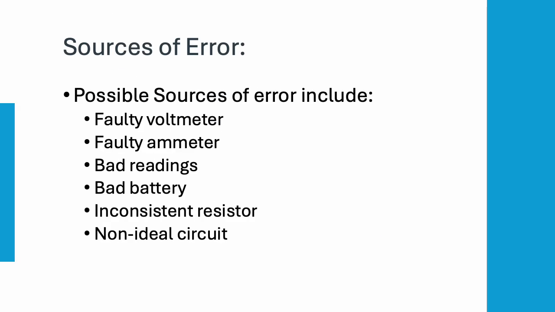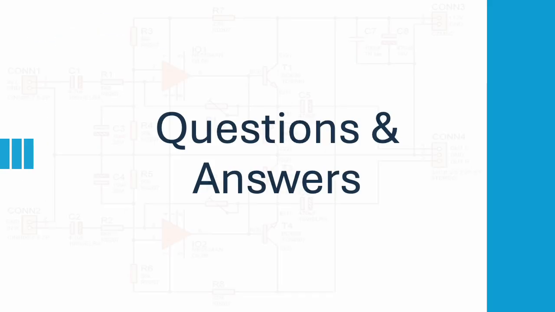Some possible sources of error include a faulty voltmeter, faulty ammeter, bad readings, a bad battery, inconsistent resistors, and a non-ideal circuit. Questions and answers.